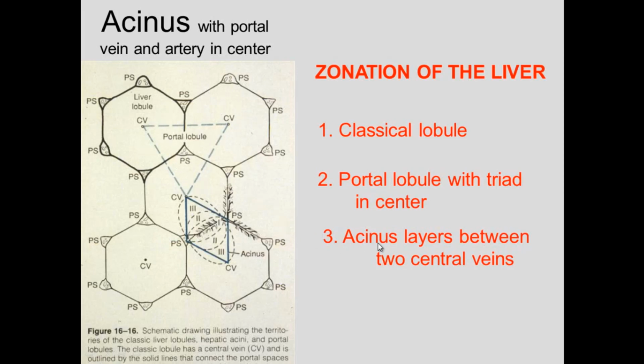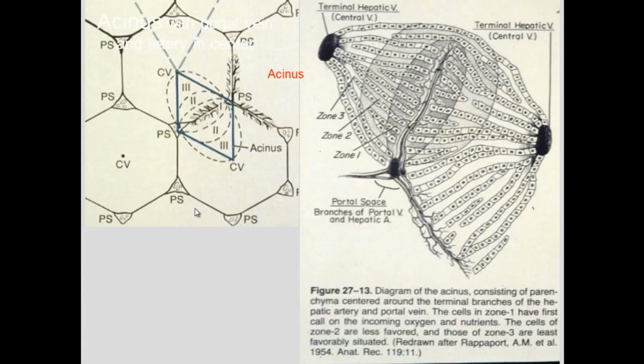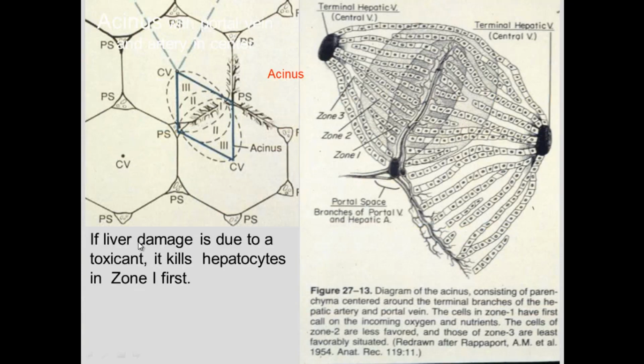Another way to look at it is the acinus, and that is the different layers. The first layer: if this is a triad and a triad here, both of these can contribute to the central veins in both of these. And so you have the first zone, second zone, and third zone. So there's the classical lobule, portal lobule, and the acinus. And the acinus is the main one that's important.